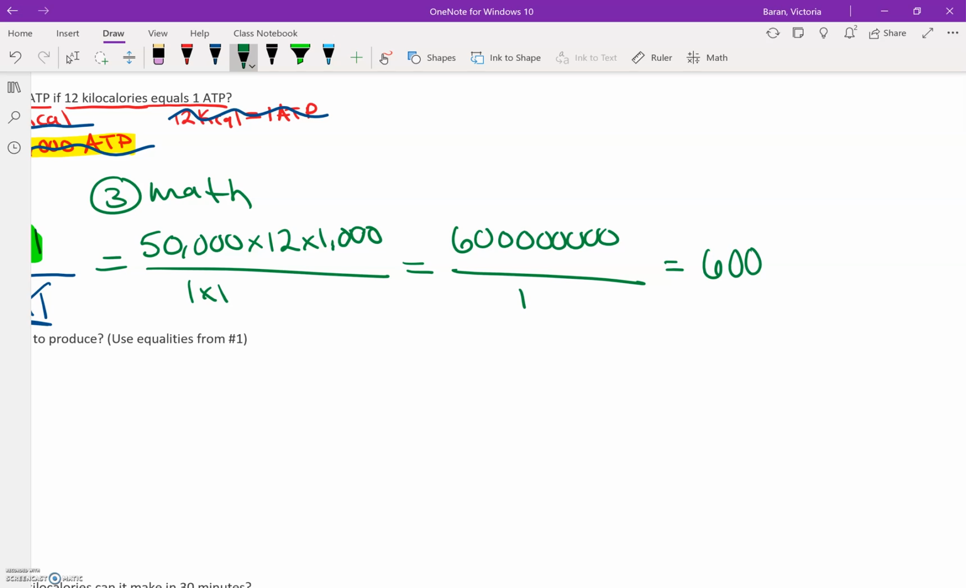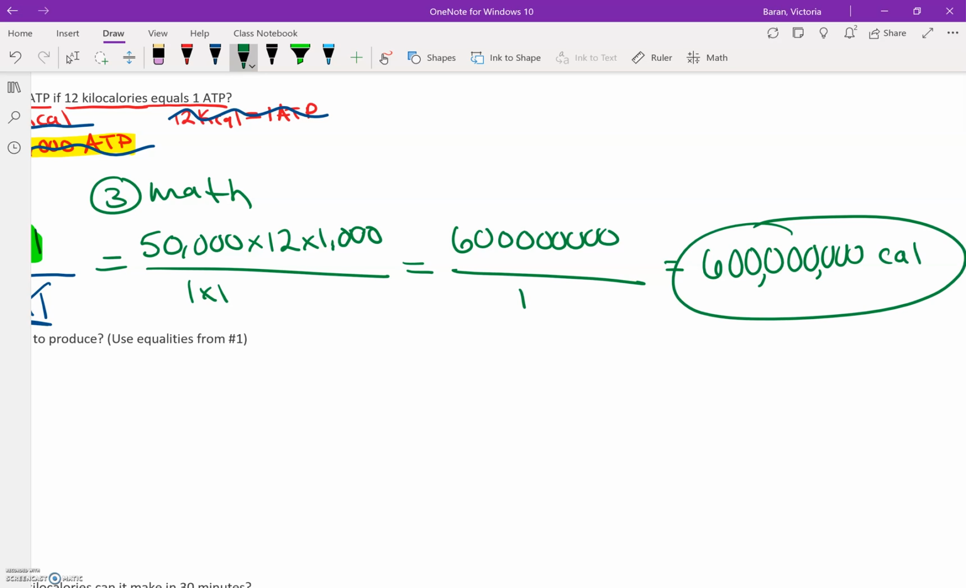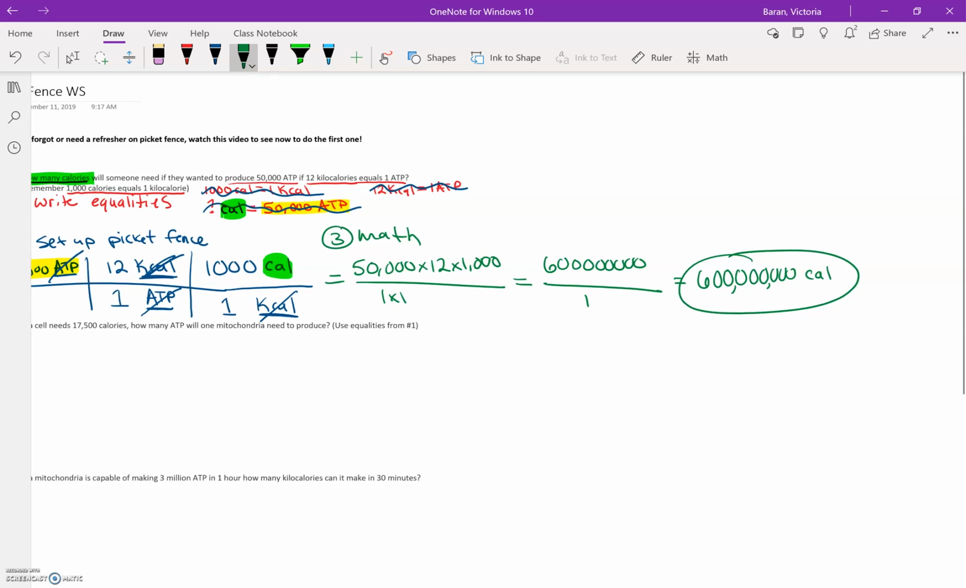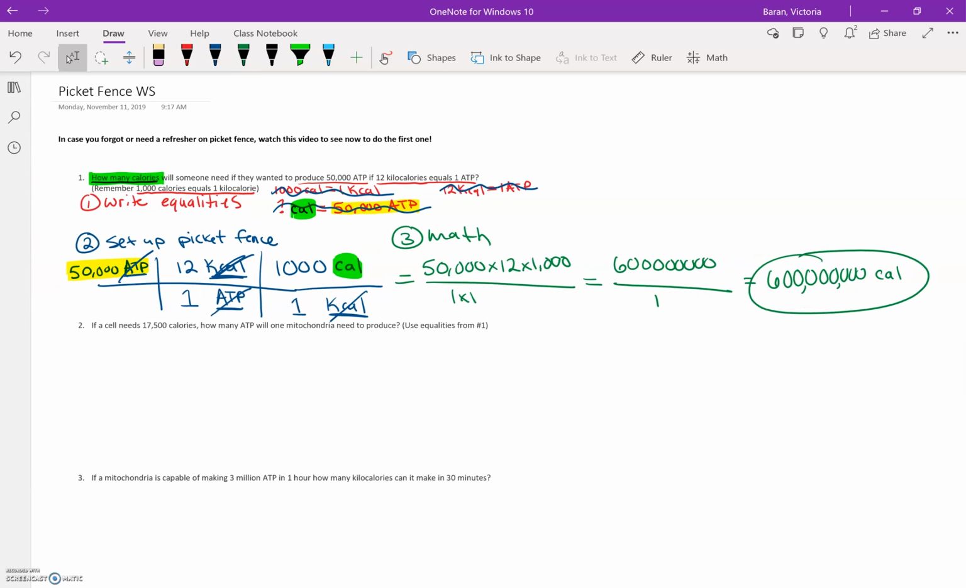So our final answer is 600 million, I believe. And you need a final unit, which in this case is calories. And we don't have to round to 2 decimal places because we just got a whole number here. If you do ever get a decimal, make sure that you do round it to 2 decimal places. And that is your refresher course on how to do a picket fence.